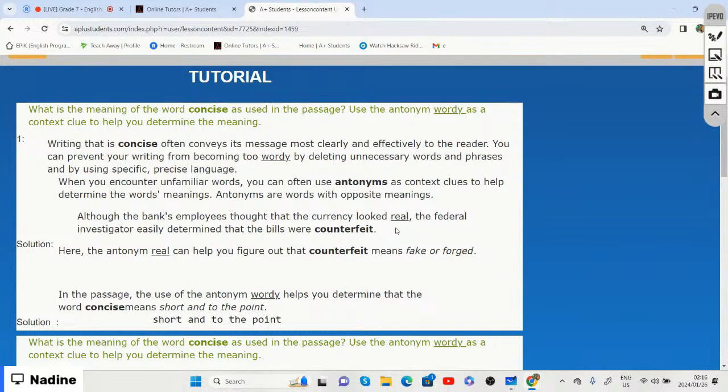All right. So, what is the meaning of the word concise? So, the word concise, as used in the passage, right? We are going to read the word in the passage and then we need to say what the word concise means. We need to use the antonym, wordy, as a context clue to help determine the meaning. Writing that is concise often conveys its message most clearly and effectively to the reader.